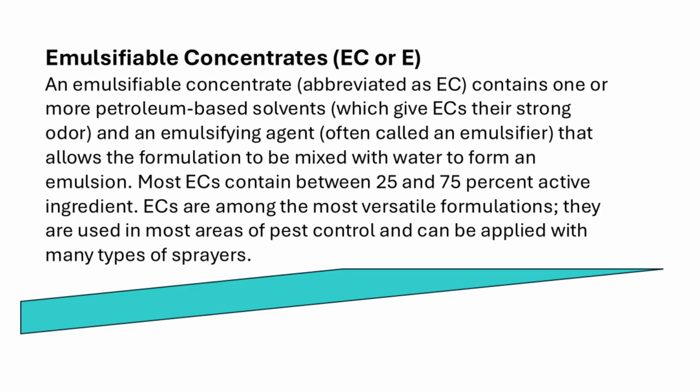Emulsifiable concentrates, EC or E. An emulsifiable concentrate, abbreviated as EC, contains one or more petroleum-based solvents, which give ECs their strong odor, and an emulsifying agent, often called an emulsifier, that allows the formulation to be mixed with water to form an emulsion. Most ECs contain between 25 and 75% active ingredient. ECs are among the most versatile formulations. They are used in most areas of pest control and can be applied with many types of sprayers.